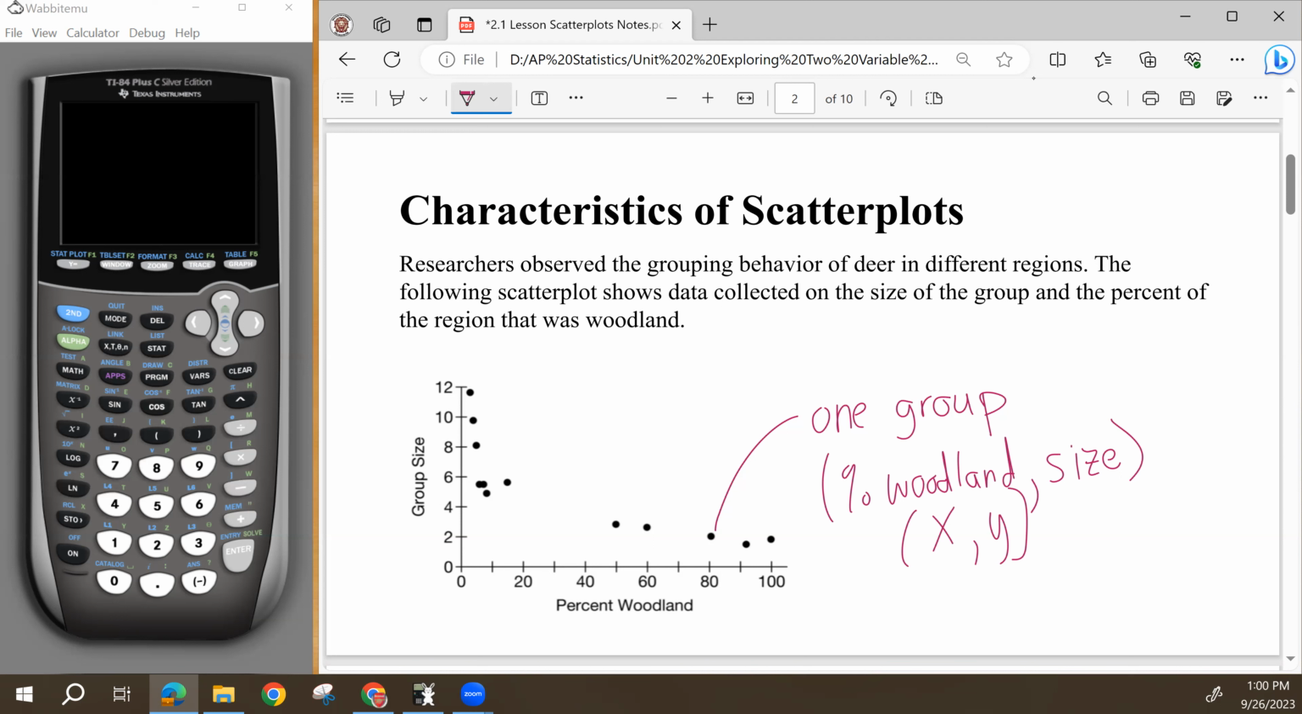So when we're creating these scatter plots, we need to be careful that our data in our one quantitative group corresponds to the appropriate other quantitative group. So here we have 12 data points, all telling us about 12 different groups of deer and the size of that group and the percent of the region that they're in that was woodland.